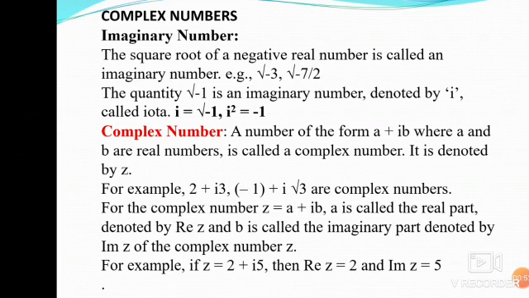For example, 2 plus i3 or minus 1 plus root 3i are all complex numbers. For the complex number z equal to a plus ib, here a is called the real part and b is called the imaginary part. The real part is denoted by Re of z and imaginary part is denoted by Im of z. For example, if z equal to 2 plus 5i, we will write real part of z. What is the real part here? 2. And what is the imaginary part? It is 5.